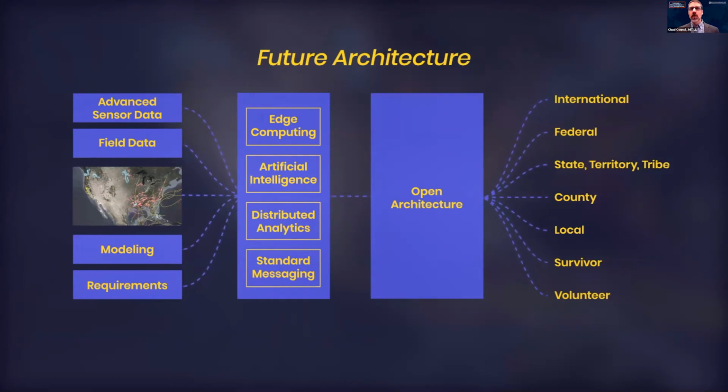In this architecture, we can push well-characterized and trusted artificial intelligence to the edge, as close as possible to where the data is collected, distributing the analytics and linking them all through standard messaging, all of which delivers critical information to the people who need it, whether that's the emergency manager, a volunteer, or a survivor. A distributed and open data architecture results in fewer silos and less duplication of effort. This is a future we can build.